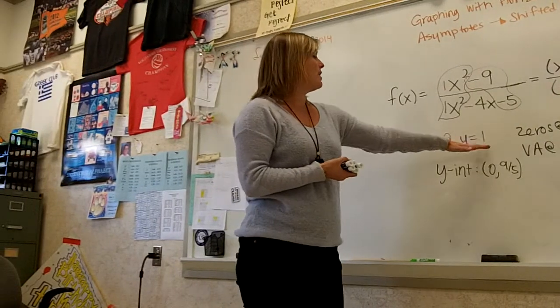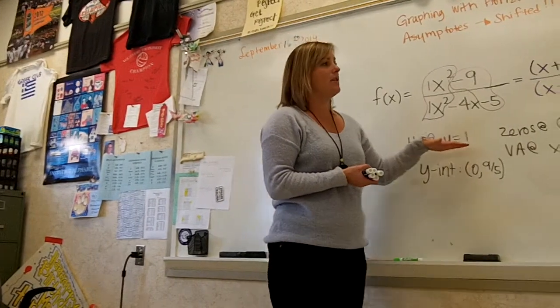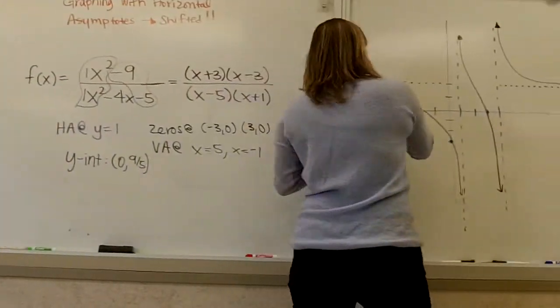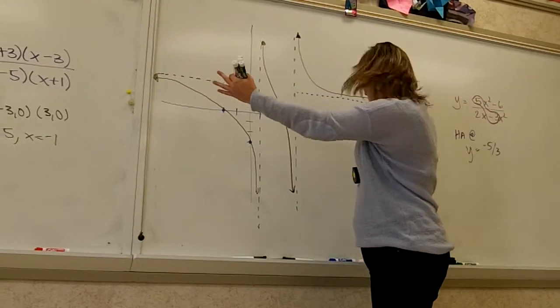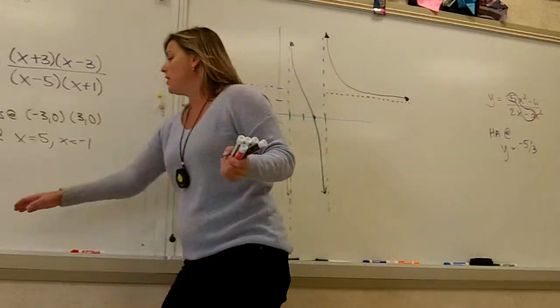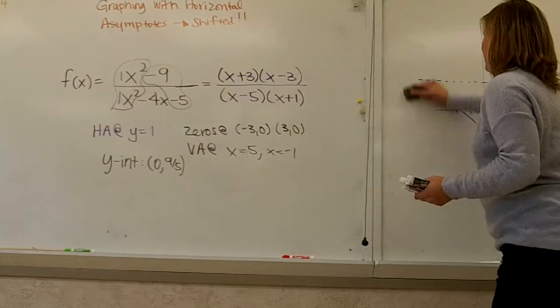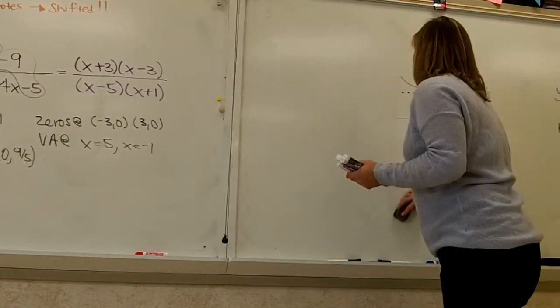So remember, when you're doing the horizontal asymptote, like in this example before, don't make it go through your entire graph. Only put it out on the ends because it's the end behavior. So let's do this. Let's graph it.